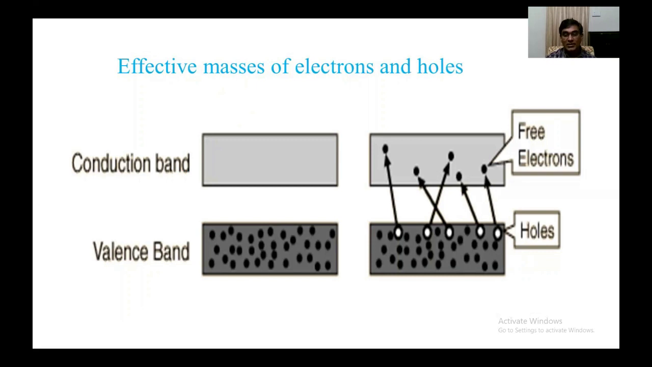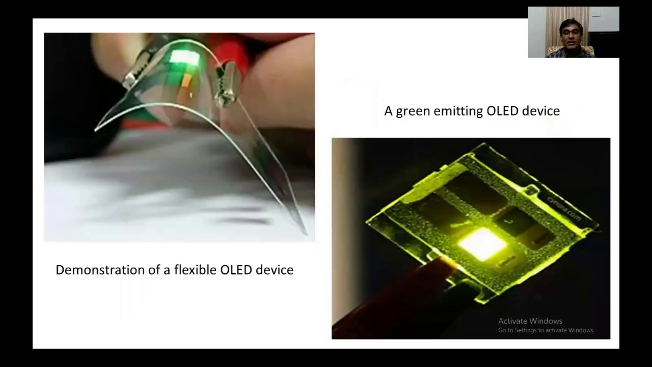These are the pictures here. You can see the demonstration of a flexible OLED device. It's a flexible substrate on which this device is fabricated. When we apply the potential, using 3 to 5 volts or up to 6 volts, with the help of crocodile pins and batteries, we see this green light here. This is also the green-yellow light, the green emitting OLED device. These are the devices.